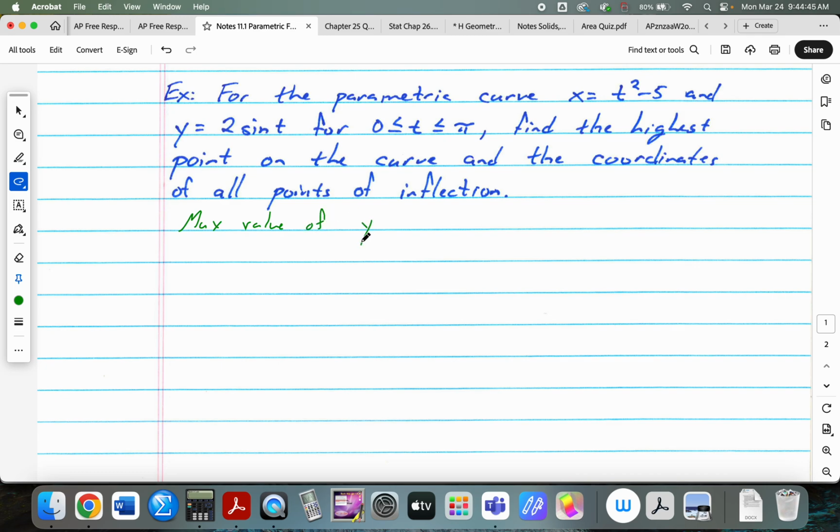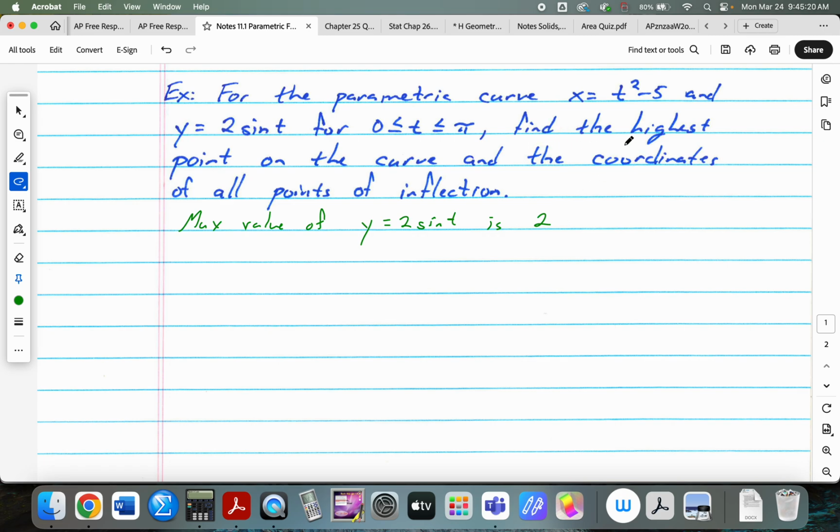And on this particular one, we don't really have to do any work, since y is equal to 2 times sine of t, and sine of t's maximum value between 0 and pi is 1. That's going to be equal to 2. There's really not any work that you would have to show for a problem like that. Now, that is the maximum value.